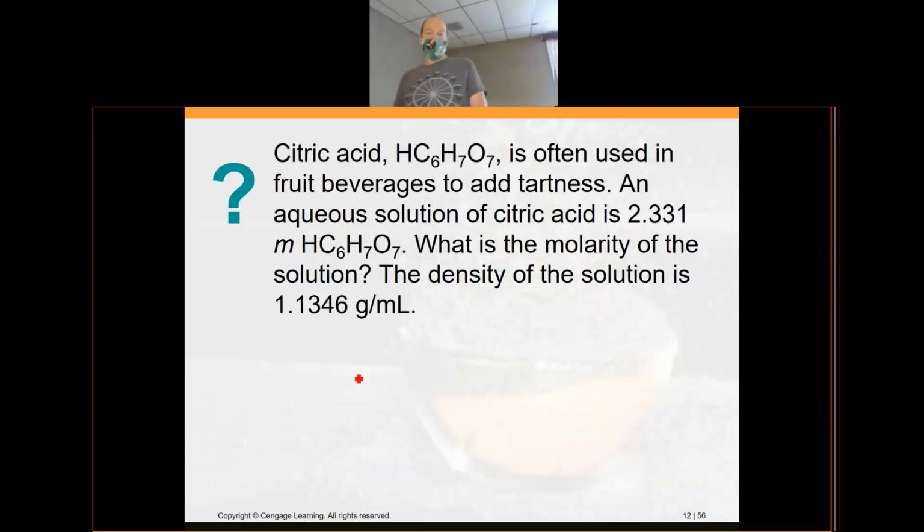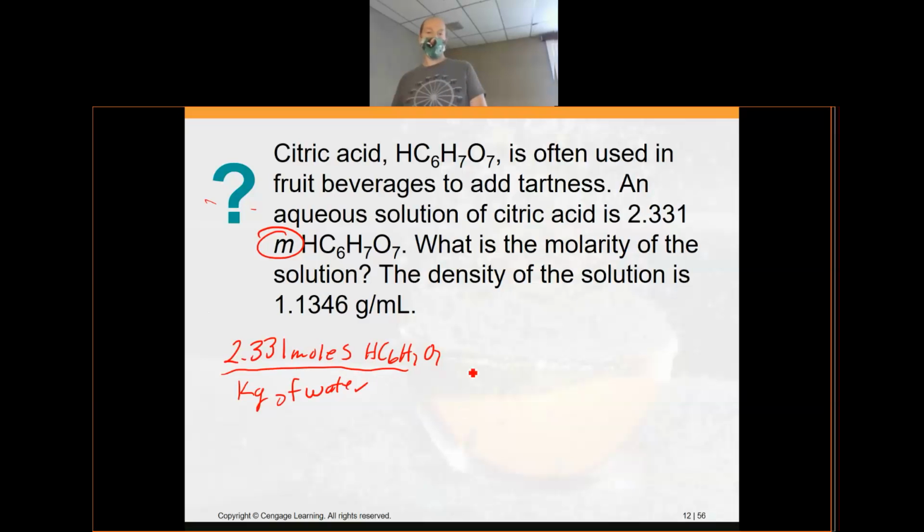All right, so we have citric acid. We have a 2.331 little m. Again, if you don't know what this little m means, you cannot get this right. 2.331 moles of your solute, which is the citric acid, HC6H7O7, per kilogram of your solvent. And this is an aqueous solution, which means it's water. So kilograms of water. You have to know that is what's given.